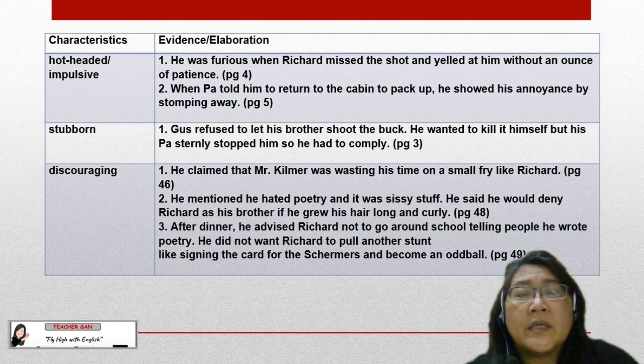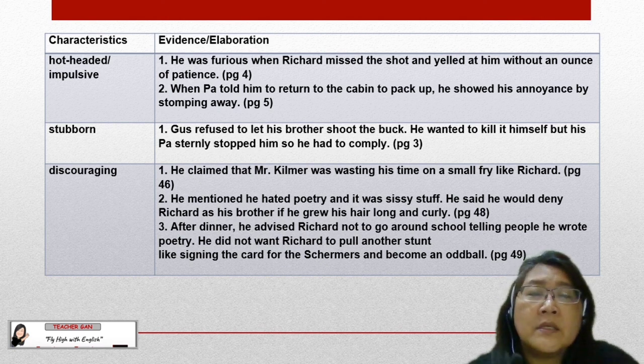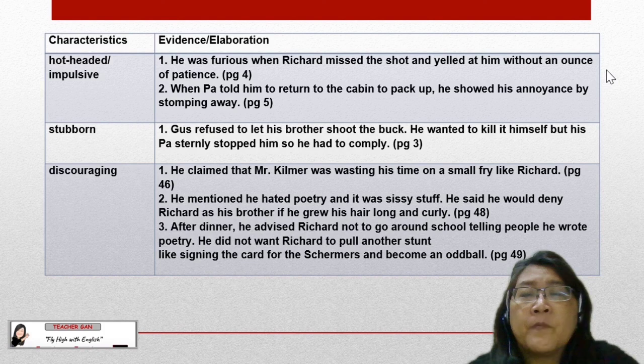Now let's look at Gus' negative characteristics. Gus is hot-headed or impulsive. Evidence: he was furious when Richard missed the shot and yelled at him without an ounce of patience. When Pa told him to return to the cabin to pack up, he showed his annoyance by stomping away.